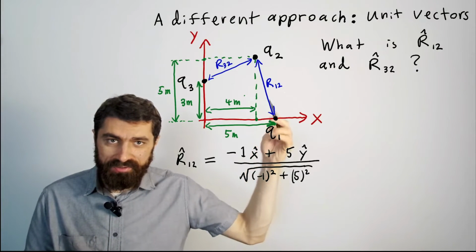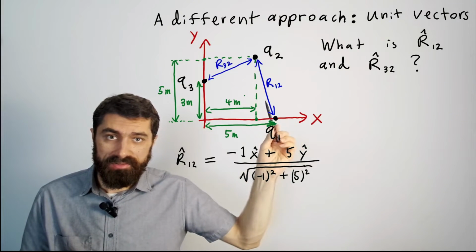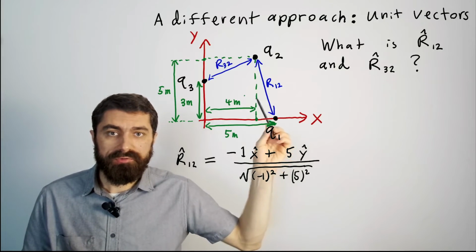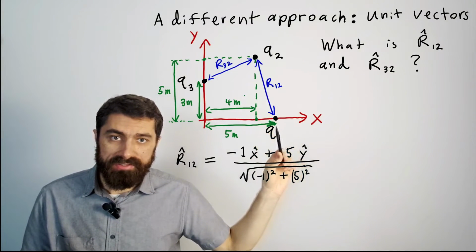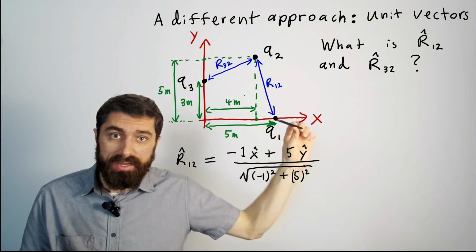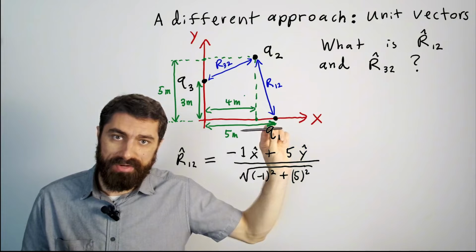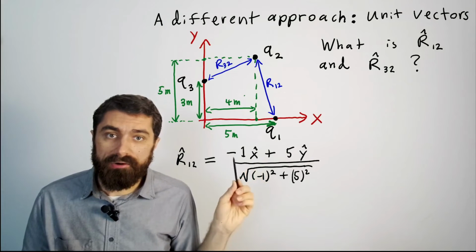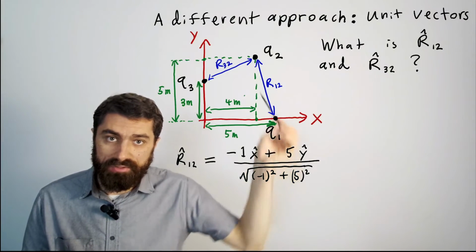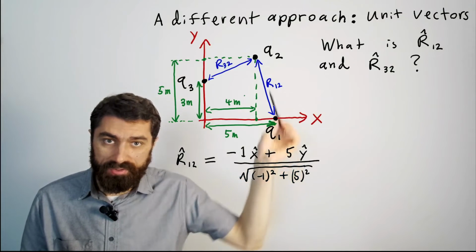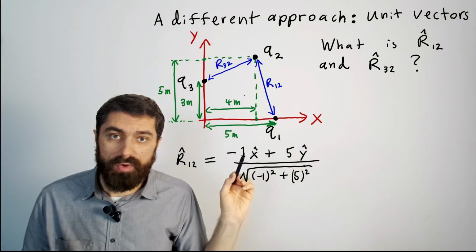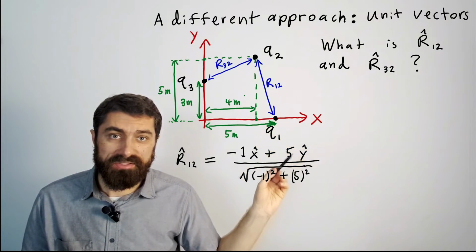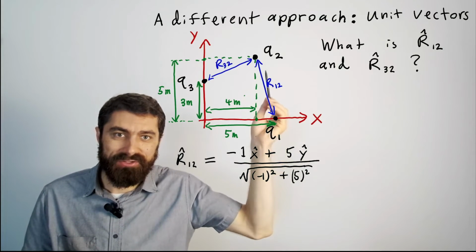All right, so the unit vector from 1 to 2 is a vector in this direction that has a magnitude of 1. Let's first focus on the direction part of it. We know that going from 1 to 2, it shifts -1 in the x direction and +5 in the y direction. So you can represent the direction of the unit vector from 1 to 2 as -1 in the x hat direction, plus 5 in the y hat direction.